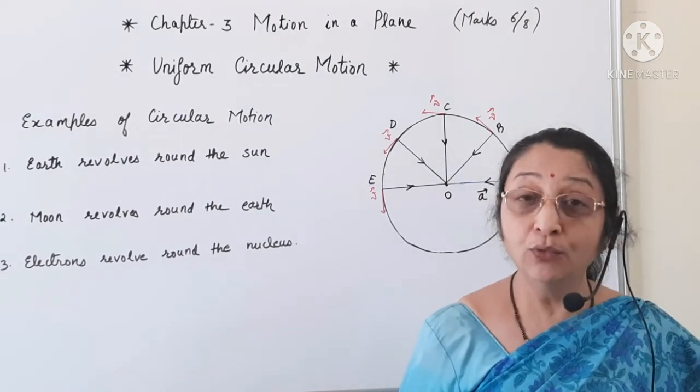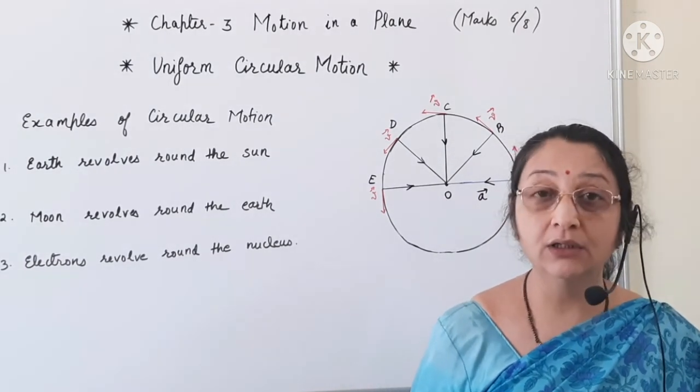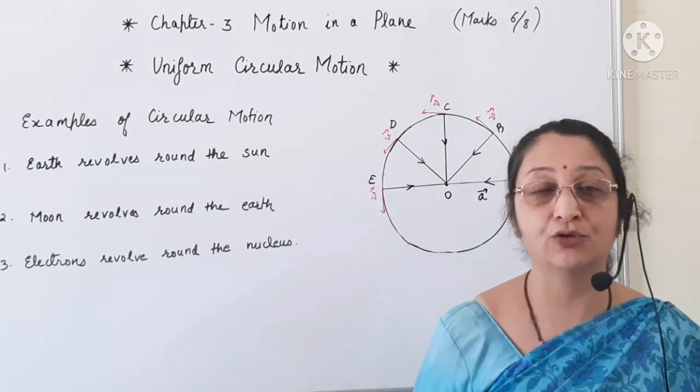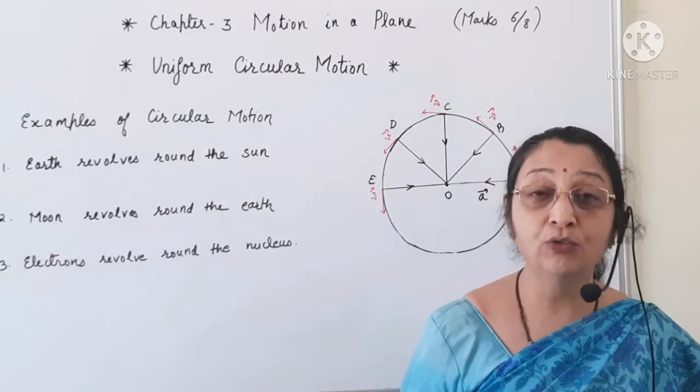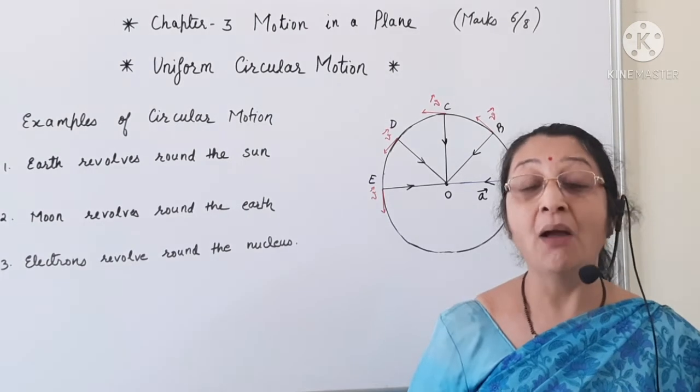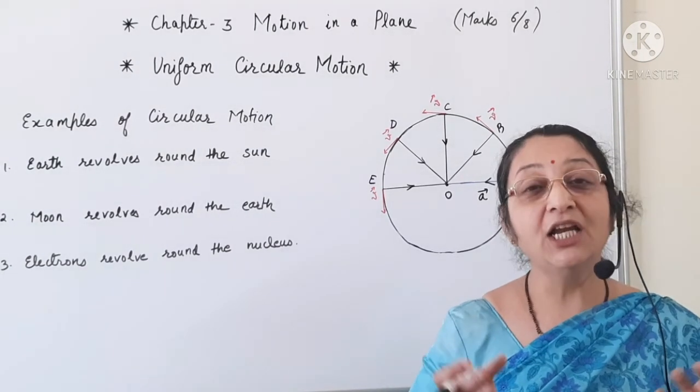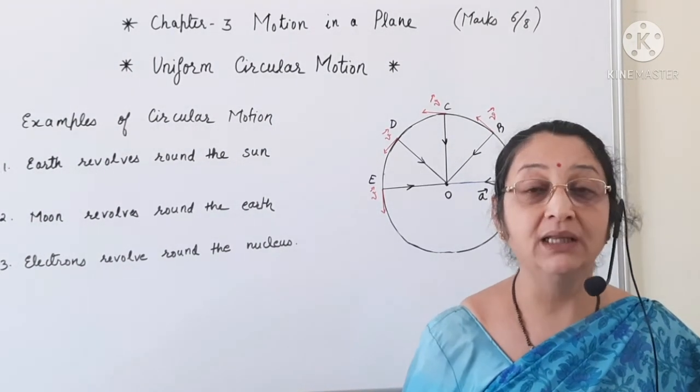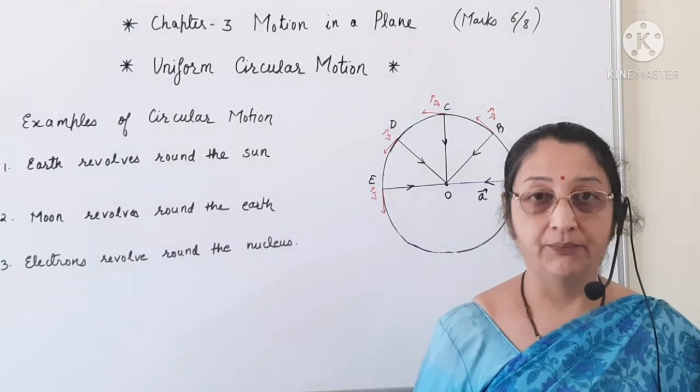So when the moon is revolving around the earth, the necessary centripetal force for the circular motion of the moon around the earth is supplied by the gravitational force of attraction between the earth and the moon.